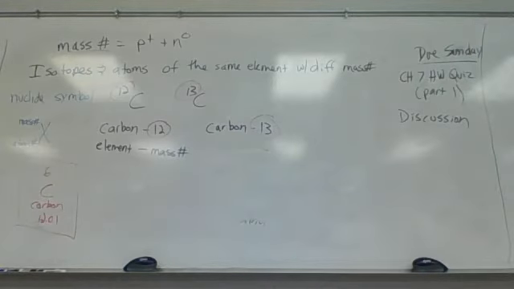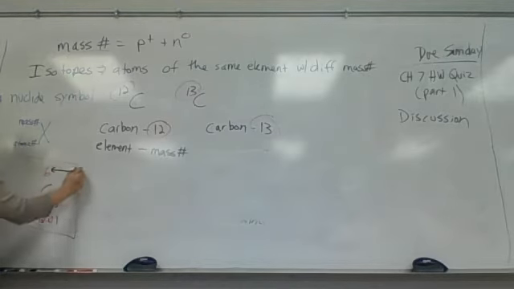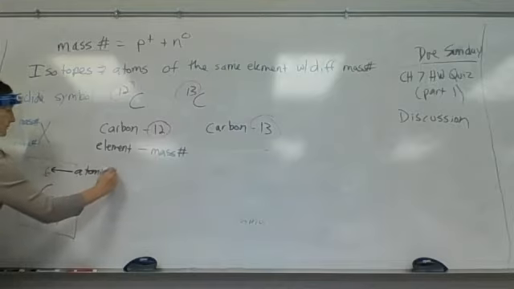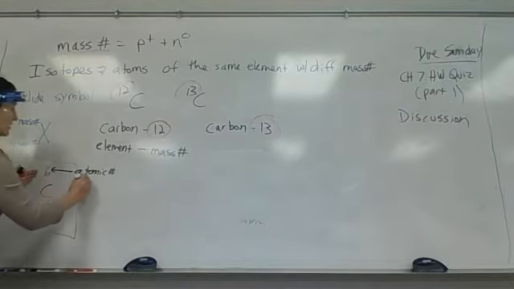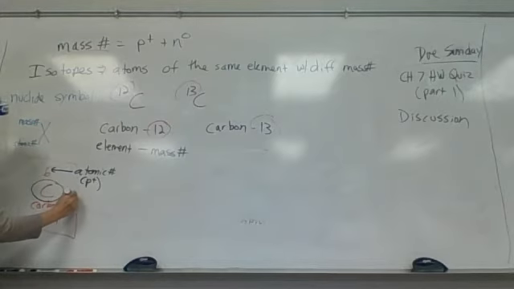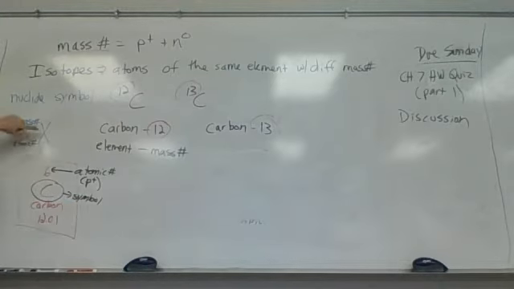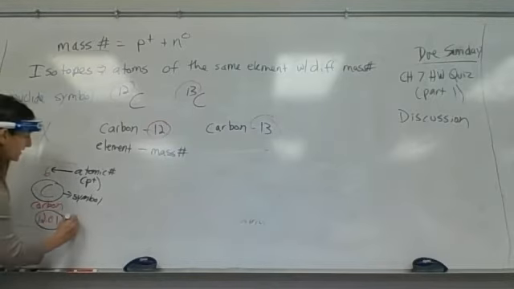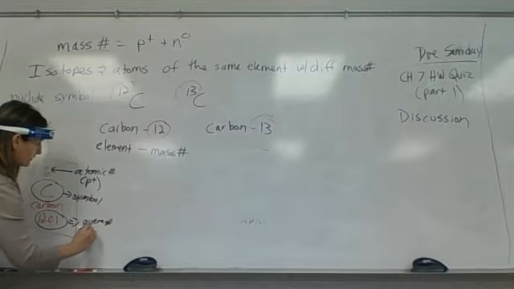Looking at how carbon is represented on the periodic table, this number 6 is my atomic number. The atomic number tells me how many protons carbon atoms have. So this number 6 says there are 6 protons in every carbon atom. This letter C is my atomic symbol that I would put here when writing a nuclide symbol. And this 12.01 is my average atomic mass.